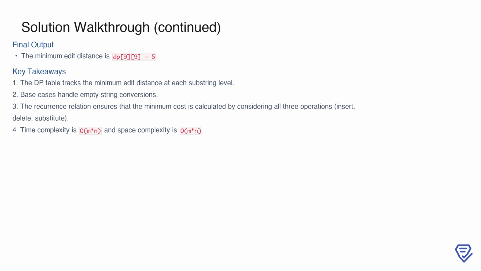From this, we can draw some key takeaways. First, the DP table allows us to track the minimum edit distance at each substring level systematically. Second, the base cases ensure that conversions involving empty strings are handled properly. Third, the recurrence relation guarantees that the minimum cost is calculated by considering all three possible operations: insert, delete, and substitute. Finally, the time complexity of this approach is O(m*n), and the space complexity is also O(m*n), making it efficient for this type of problem.